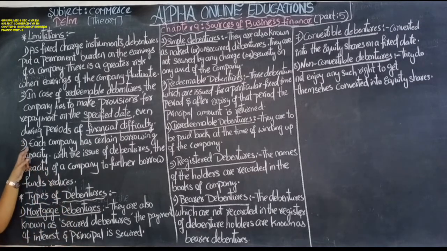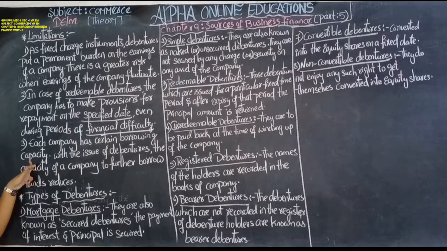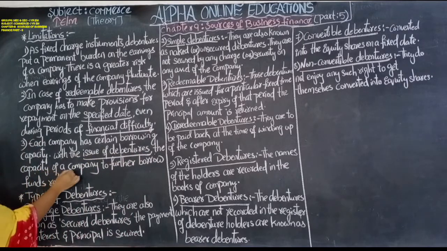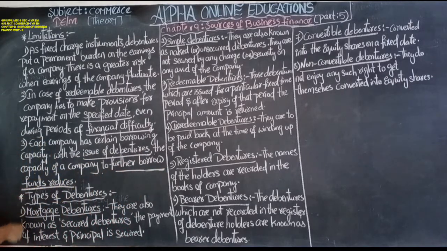Each company has a certain borrowing capacity. Every company will have a certain borrowing capacity from outsiders. With the issue of debentures, the capacity of the company for further borrowing of funds reduces.